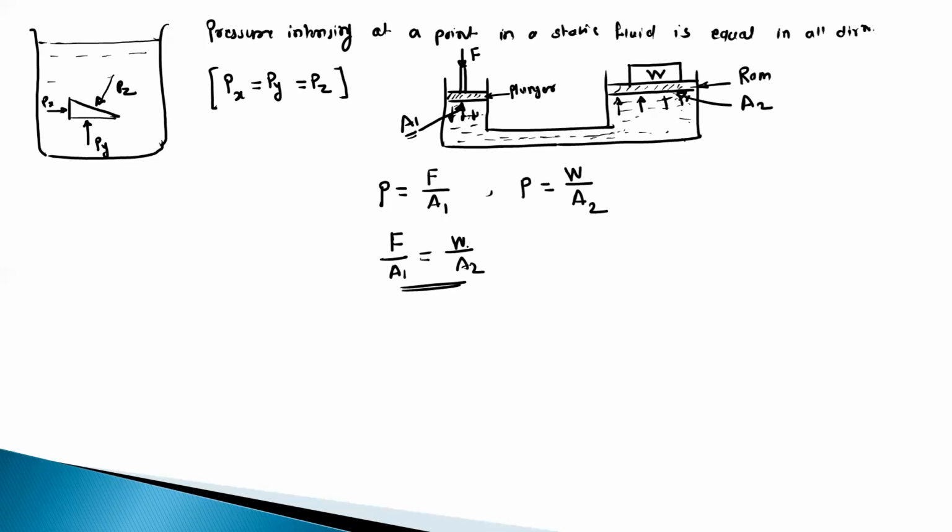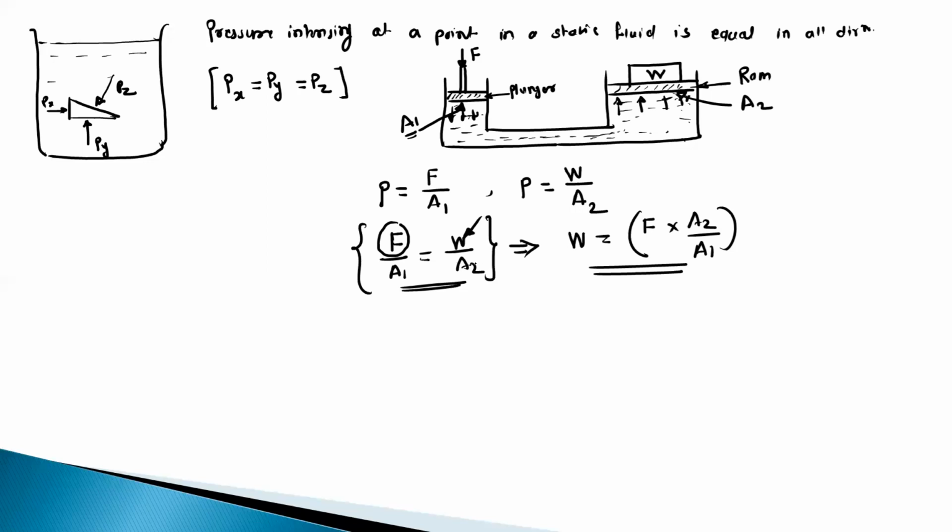Okay. So by using this equation, we can find out if we apply the force F on the plunger, how much weight we can lift on the other side. Okay. So finally you will get the equation W is equal to F into A2 upon A1. Okay. So this principle or this equation is used while designing the jack used to lift heavy loads, okay, or the hydraulic jacks. So this is the basic equation for the hydraulic jack or the hydraulic rams.